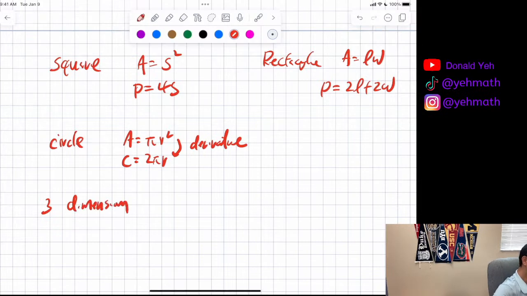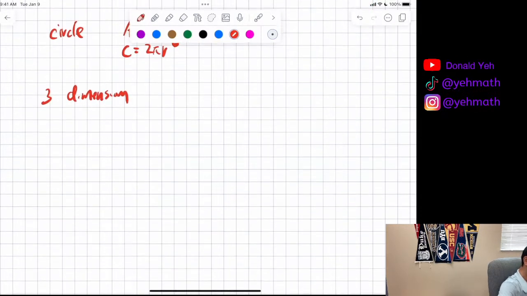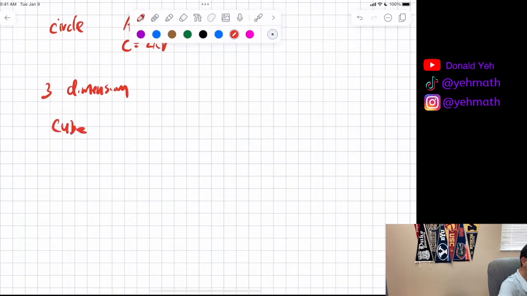Okay, so now we've done square, rectangle, circle, and let's go to three-dimensional. We're gonna start with a cube. What is the volume of a cube? S to the third power. Good. And that's very, very important because in related rates, I'm going to ask you cube questions and also optimization as well.